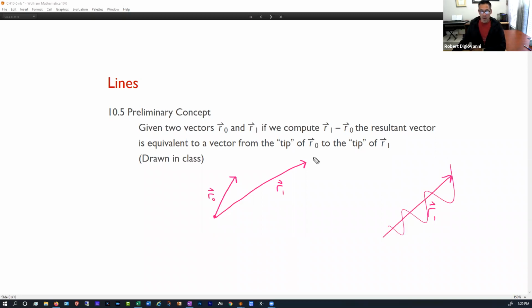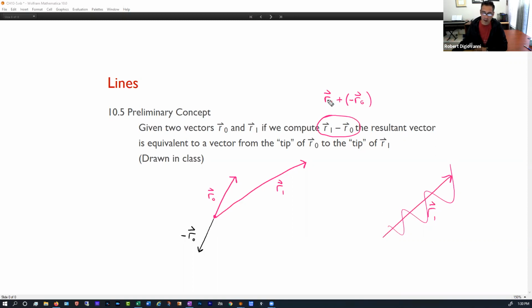Now, the main point here is, what does R1 minus R0 look like? So I want to write that a different way. That's the same as R1 plus negative R0. You'll agree with that? Okay, so let me draw negative R0 for you. Isn't that negative R0? Boy, that's a terrible picture. That's a little better. So negative R0 is just R0, but pointed in the opposite direction, right?